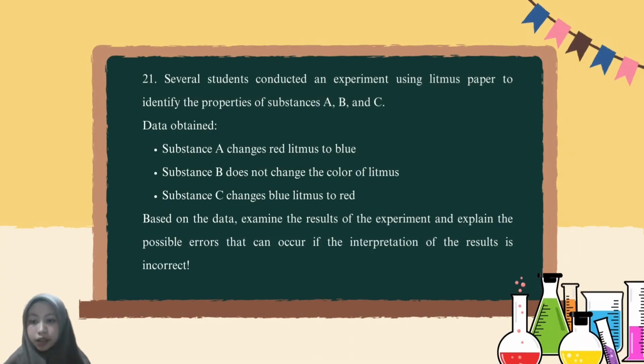Okay, next question number 21. Several students conduct an experiment using litmus paper to identify the properties of substances A, B, and C. Data obtained: substance A changes red litmus to blue. Substance B does not change the color of litmus. Substance C changes blue litmus to red. Based on the data, examine the result of the experiment and explain the possible errors that can occur if the interpretation of the result is incorrect.